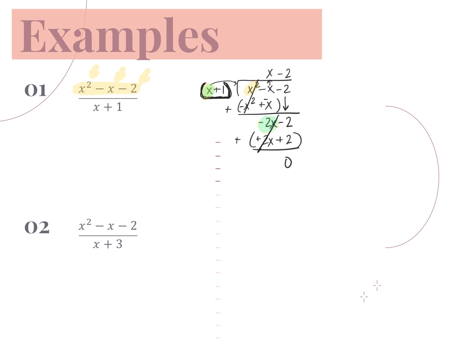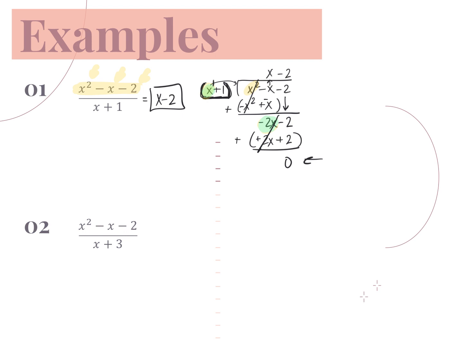I know that I'm done when the term that's down here is 1 degree less than this expression, my divisor. So since that's an x to the first, x to the 0, or not having an x, is going to be where I end. So that's my remainder. So I'm pretty much done. So the quotient, if I were to divide x squared minus x minus 2 by x plus 1, my answer would be x minus 2. Okay, and so that is my answer.